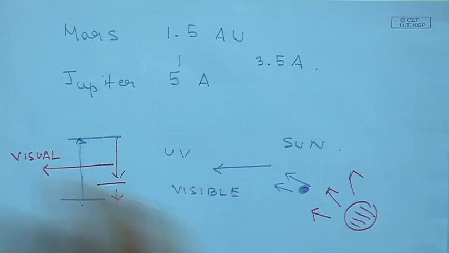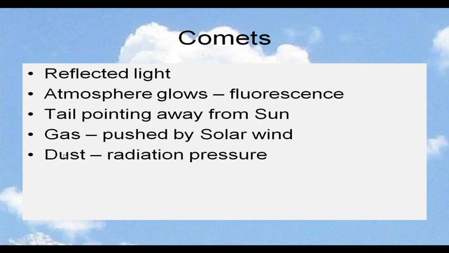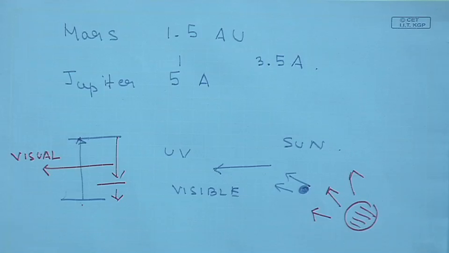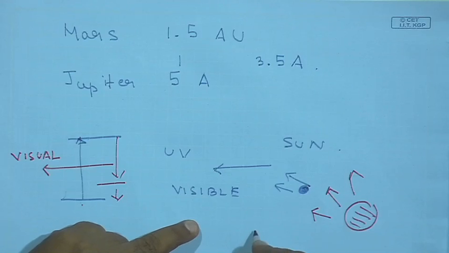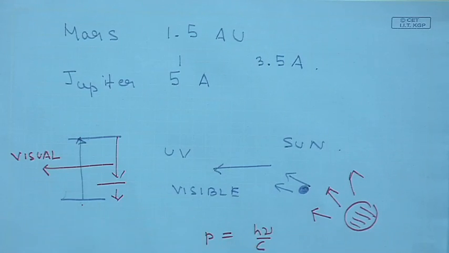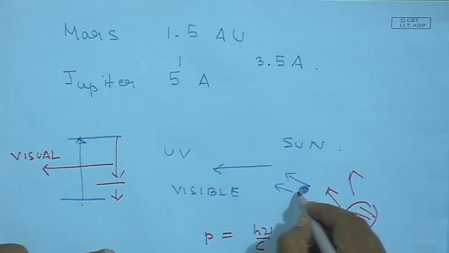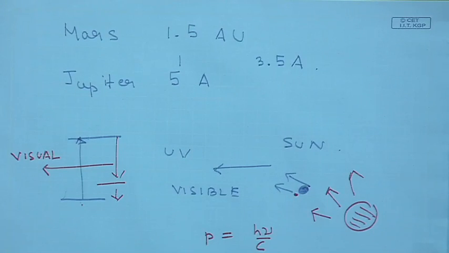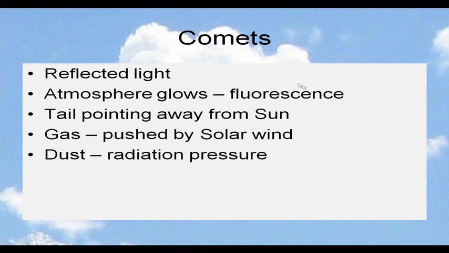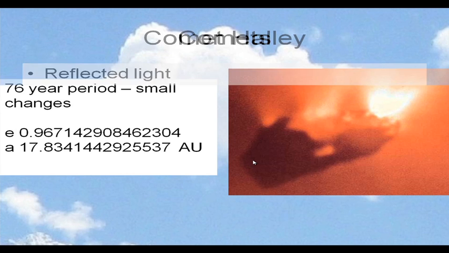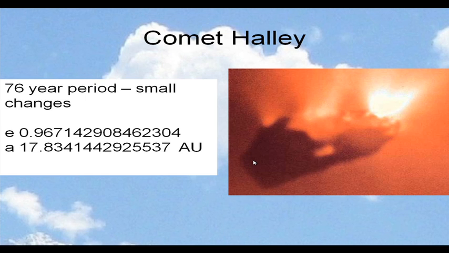Further, the dust in the atmosphere experiences radiation pressure. We know that the radiation from the sun is carrying momentum, the momentum being h nu by c; each photon carries this much momentum. So, when these photons are absorbed by the dust in the atmosphere of the comet, it experiences an outward push, and these two things together cause the tail to point away from the sun. So, comets have a tail which points away from the sun.